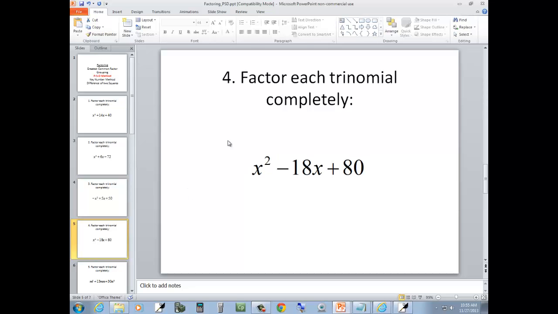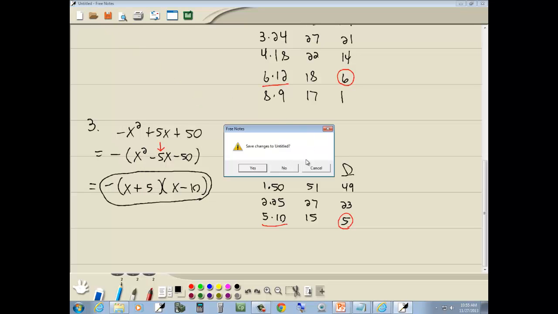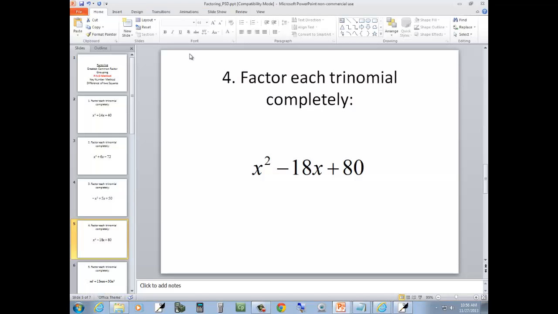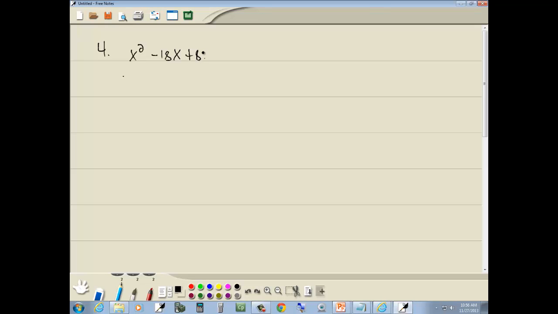Let's take a look at this problem. Let me start a new page. We've got x squared minus 18x plus 80. Now, notice the form. We've got x squared, x, no number in front of your x squared. That's what tells us PST. So we'll take our number at the end, which is 80, and come up with our three columns.